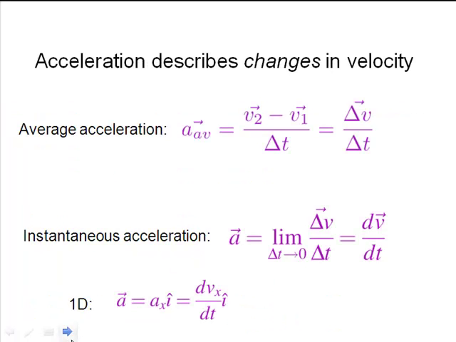Then when we got to acceleration, acceleration was how quickly the velocity was changing. So the average acceleration was the change in velocity over change in time. And then if I wanted an instantaneous acceleration, I simply took the limit as delta t went to 0, and it became a derivative of velocity with respect to time. And in one dimension, that was just the derivative of Vx with respect to time.